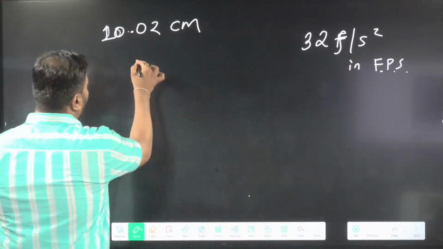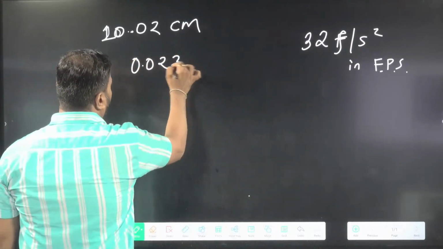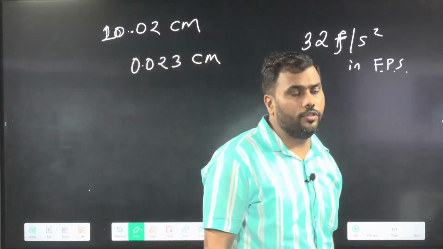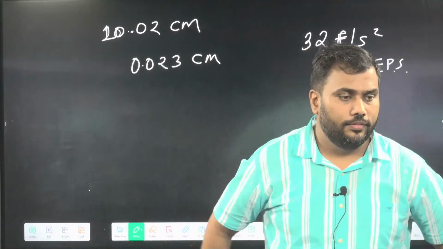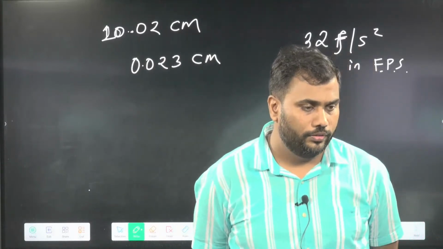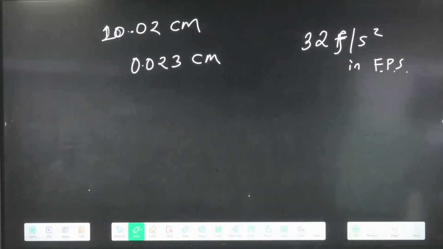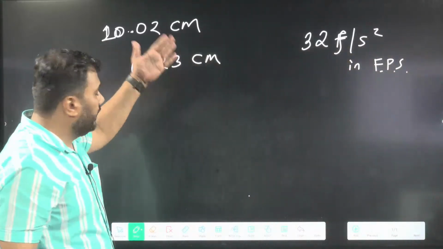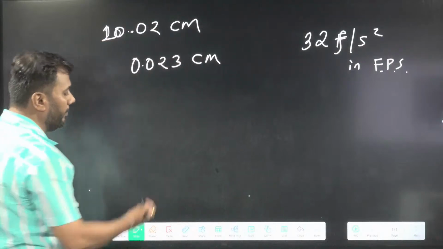Very good. So 0.023, how many significant figures are there? Just a minute, some sound is coming. Okay, very good. In 0.023, 2 significant figures are there.